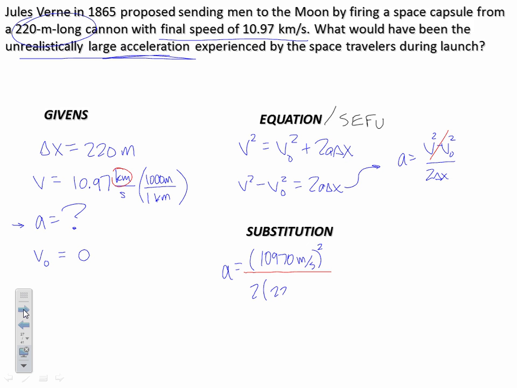2 times 220. Don't forget to square. 10970 squared divided by 440 equals, holy crap, acceleration is 2.7 times 10 to the 5th meters per second squared. Yes, that's unrealistically large.